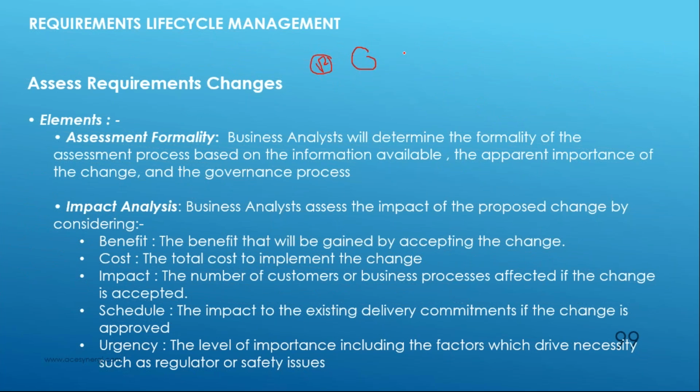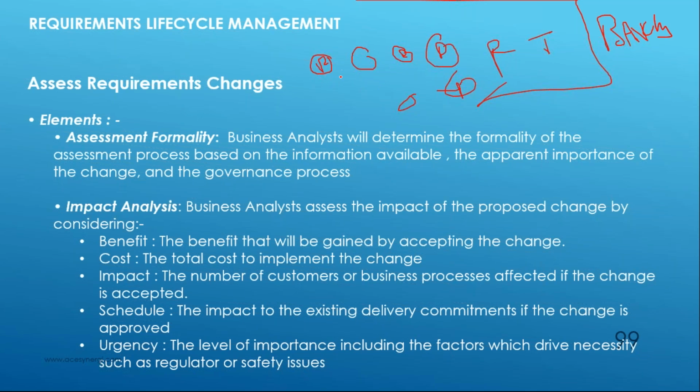This is a process, another process is there, and another, and another. And these processes plus people plus technology is what becomes your business architecture. So if you make a change in one particular process, you may have to make changes in other processes too. It will definitely have an impact on other processes. So that's something you also need to consider when you talk about impact: the number of customers or business processes affected if the change is accepted. What will be the schedule of implementing that change? That comes into the schedule part. And the impact to the existing delivery commitments if the change is approved.